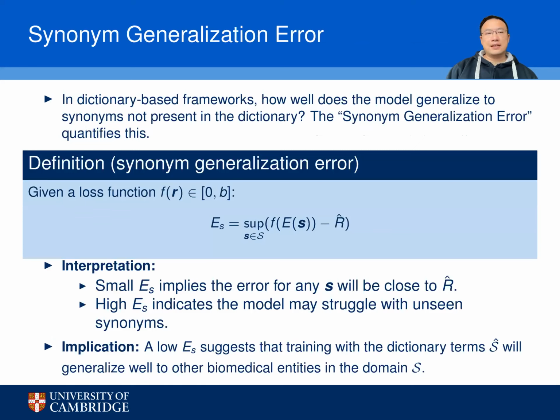We can define the synonym generalization error to describe this problem. The synonym generalization error is defined as follows. Smaller ES means that the error for any S will be very close to R hat, which is quite good. However, if ES is high, it means that the model may struggle with many unseen synonyms.